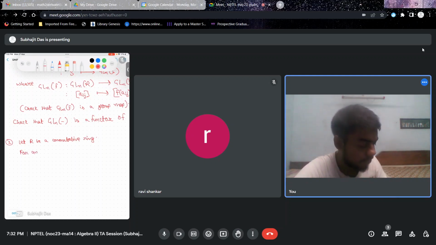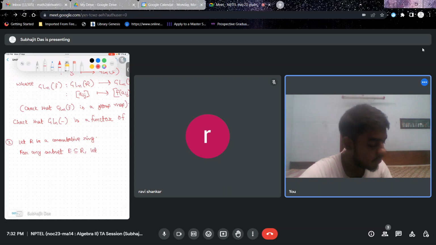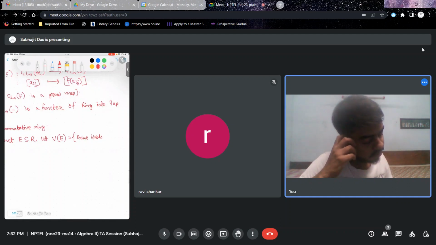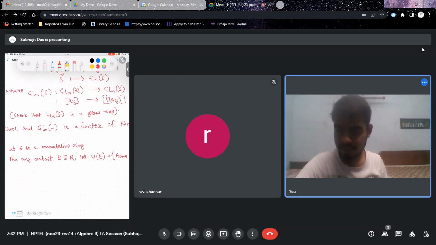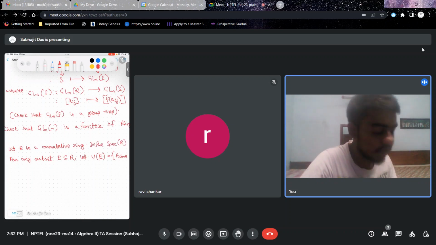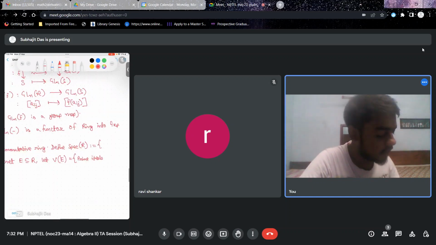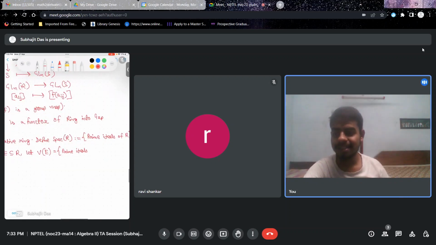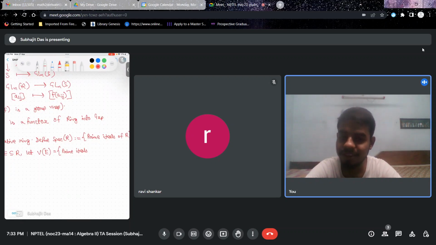For any subset E of R, I'm defining a set. I'm skipping a lot of things. Take R to be a commutative ring, and you define a set called spec of R. We don't know what it is, but we define it to be the set of all prime ideals of R. All prime ideals you collect and you form spec of R. So what I want to do is make this set spec R, whose elements are prime ideals of R, into a topological space.